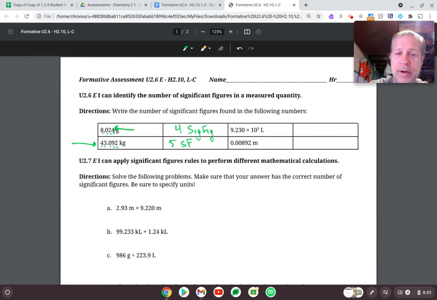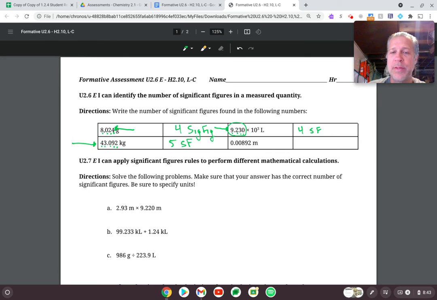9.230 times 10 to the third. There's a decimal, so I'm going to come in going toward the right, and 1, 2, 3, 4. This one has 4 sig figs, and because it's in scientific notation, that doesn't actually change anything other than the fact that you're really looking at the number in the scientific notation there to identify how many sig figs it is. So that's really all that we're doing there.